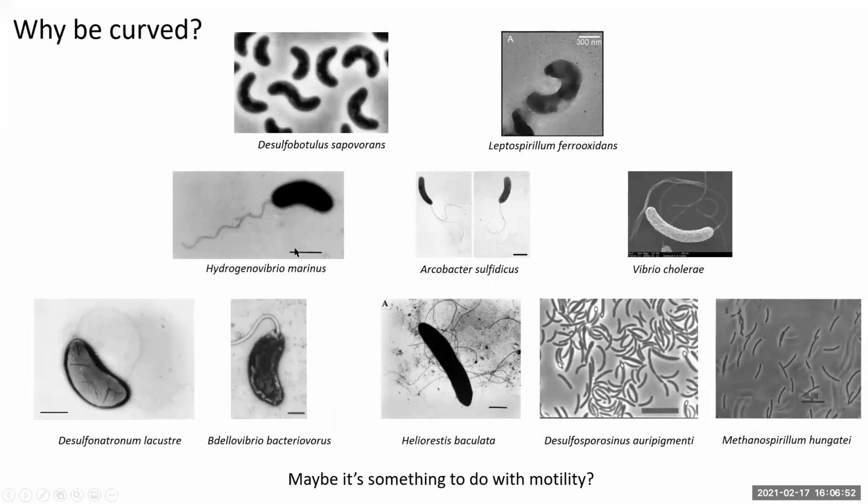So, this is just a smattering of different species. A lot of these are marine, maybe all, I don't know about all of them, but most of them. And of course, some of them are only slightly curved, some of them are more curved, some of them are almost semicircular even. But why? And because this is, of course, a fluid mechanics seminar, maybe it has to do something with how they swim, their motility. Maybe it helps with their motility.